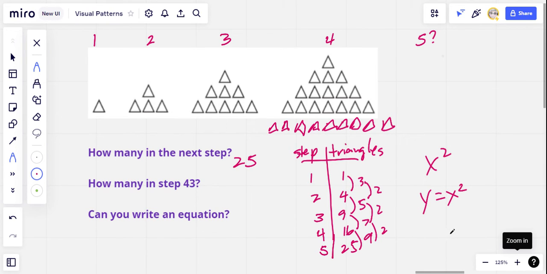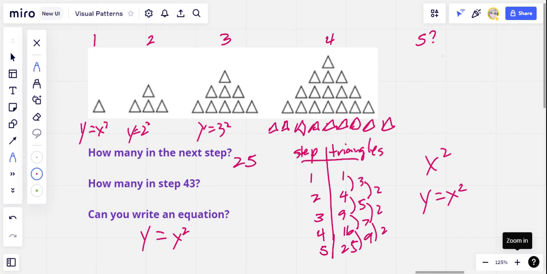And in this case, we don't have to go any further, right? Because if y is the number of triangles and x is the step number, we can just try it. So y equals x squared. Well, 1 squared is 1. Y equals 2 squared, that's 4. Y equals 3 squared, that's 9. So it is working out. 4 squared, 16, 5 squared, 25. So that is our formula. Kind of the most basic quadratic formula you can have. So let's write that y equals x squared as our equation.